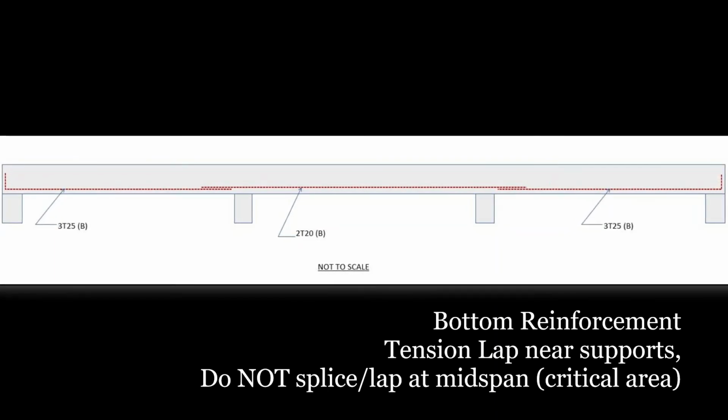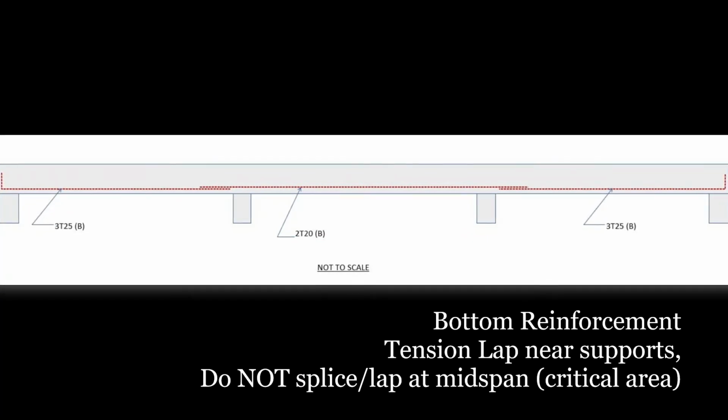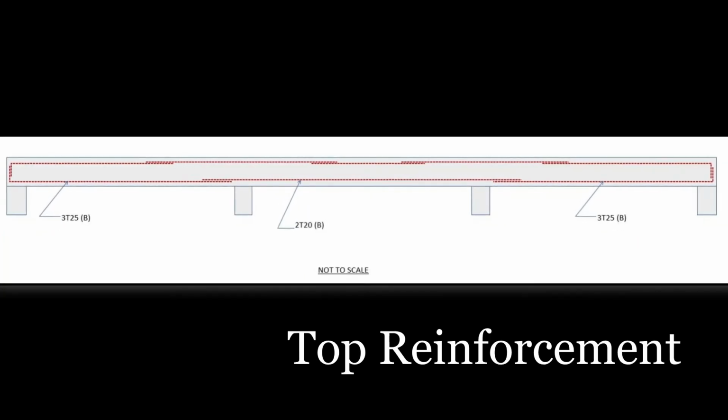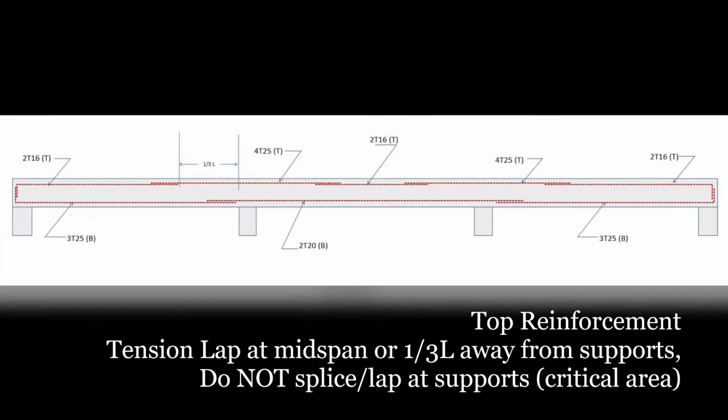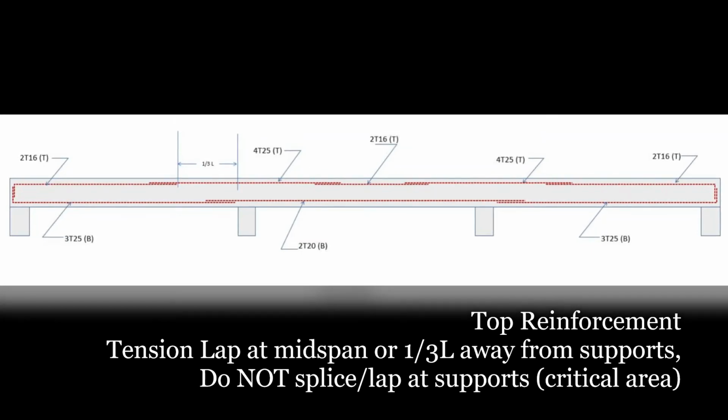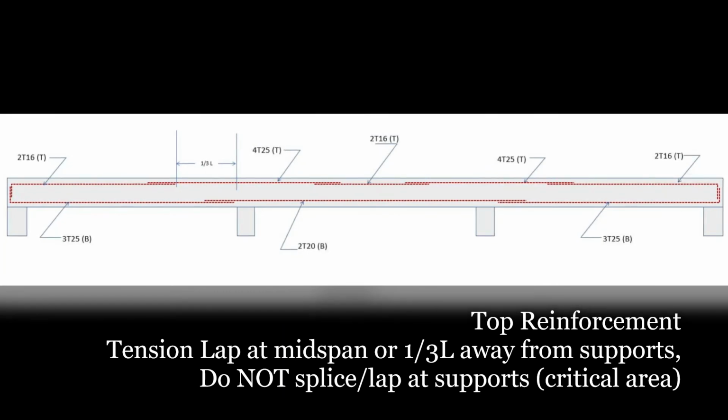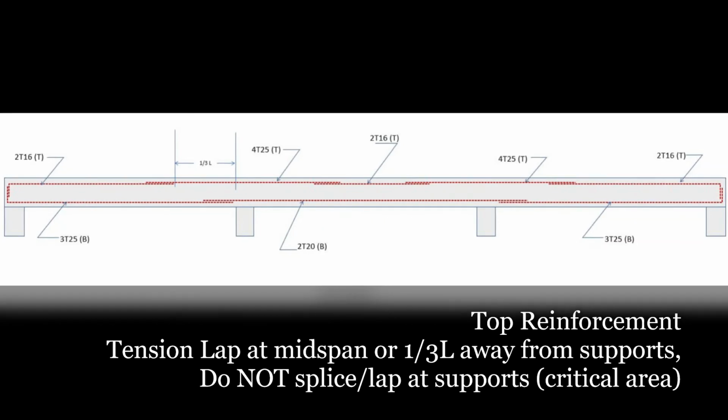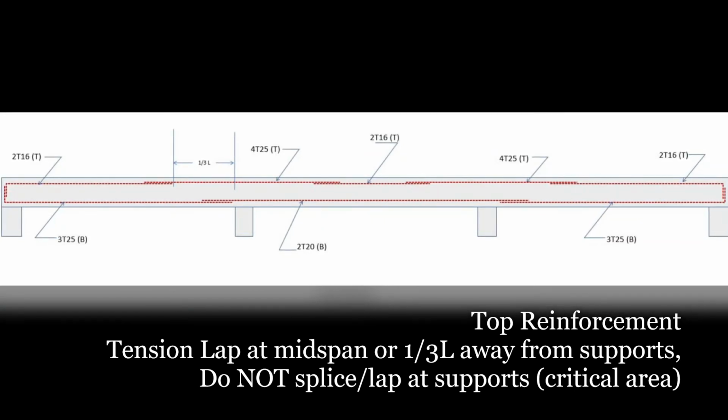So for bottom reinforcement, we must not tension lap at the midspan because this is the critical area where maximum bending moment occurs. Then for the top section, we provide 4 numbers of T25 at the supports area. And we provide 2 numbers of T16 for the rest of the beam length. For top reinforcement, we must not tension lap at the supports because this is the critical area where the maximum bending occurs. We can splice the bars and do a tension lap at the midspan or at least 1/3 away from the supports.